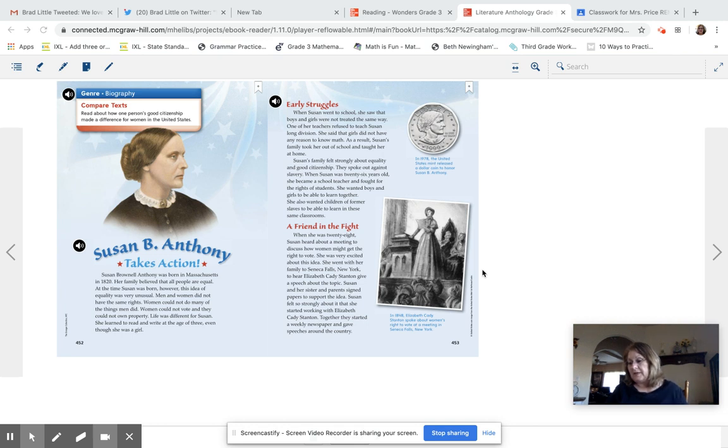Along with the biography, this story has timelines and sidebars, and those are text features that often appear with biography stories. So anyway, there will be a question set that goes along with the story, the same as we did yesterday.